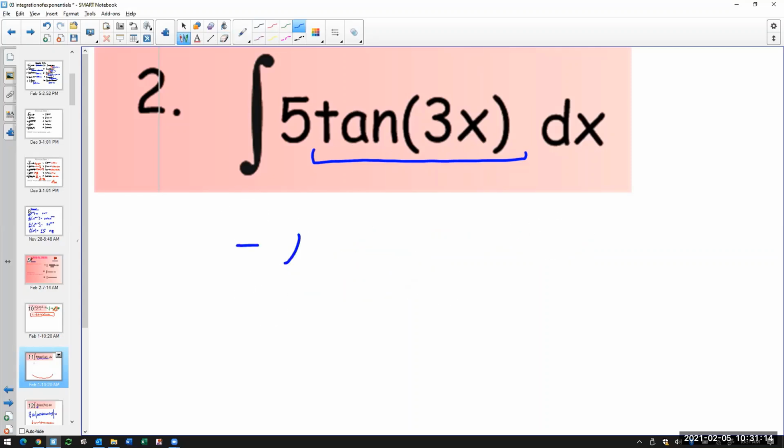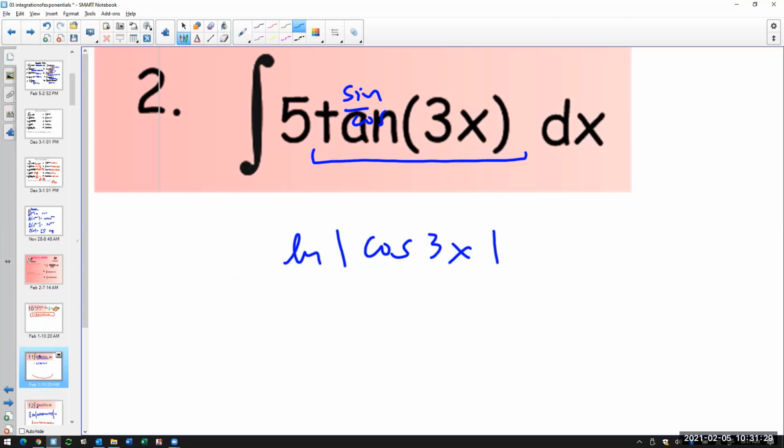So it's negative ln of cosine, right? It's a denominator. This is sine over cosine. It's always a denominator. Cosine 3x, do you have that memorized? All right. Now what do I do though?